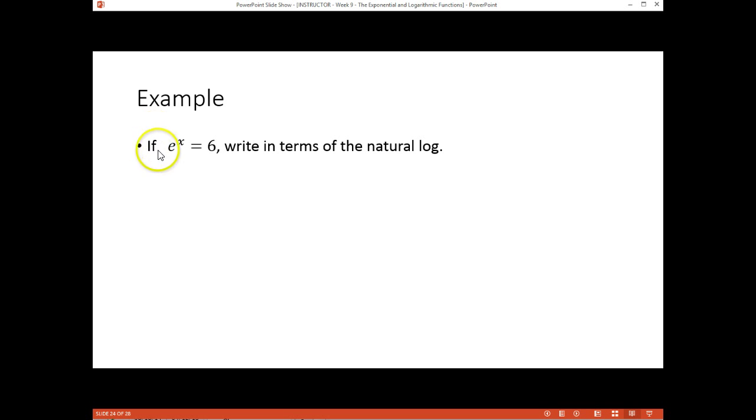Let's look at another example. If e to the x equals 6, write in terms of natural log. In other words, I want to remove the e to the x and get a natural log into this equation. I'm going to start with my original equation and use the properties of equations. Your properties say whatever you do to one side, you can do to the other, and it doesn't change your solution. So I'm going to hit both sides with the natural log function.